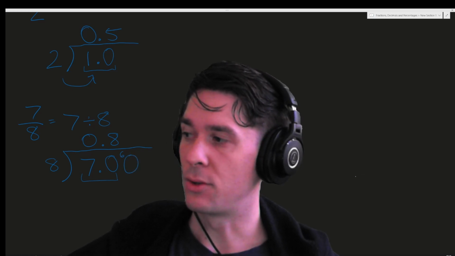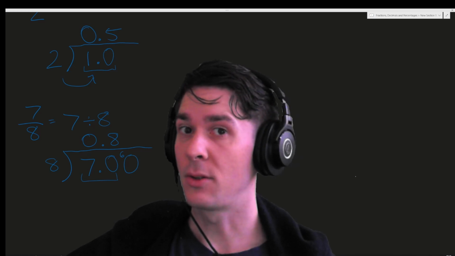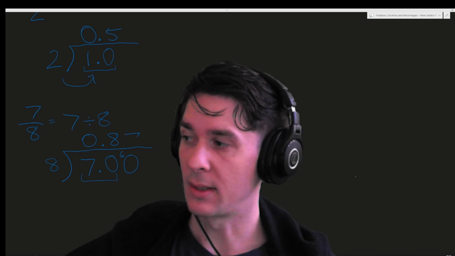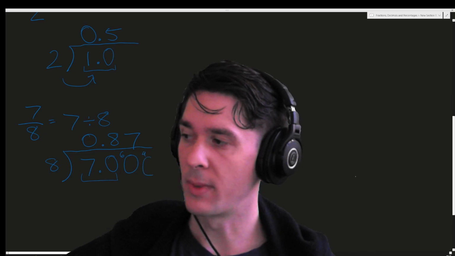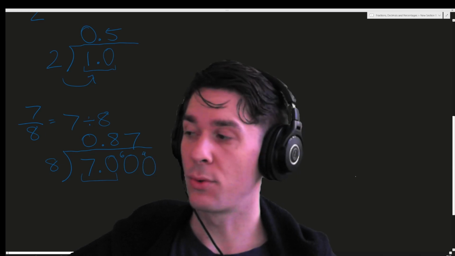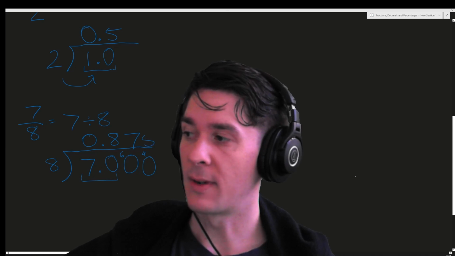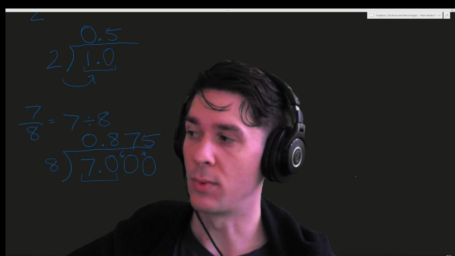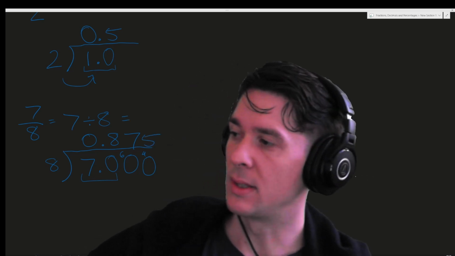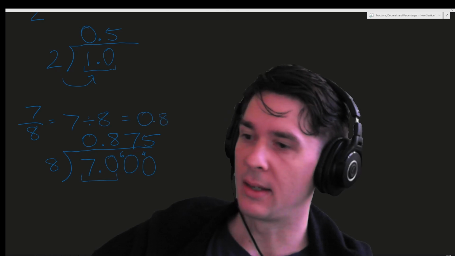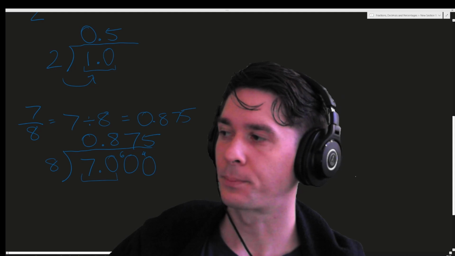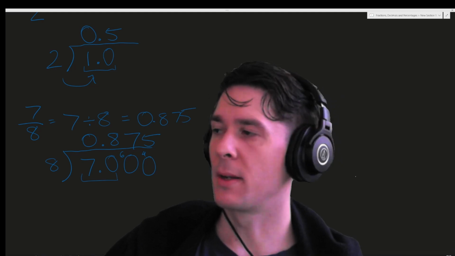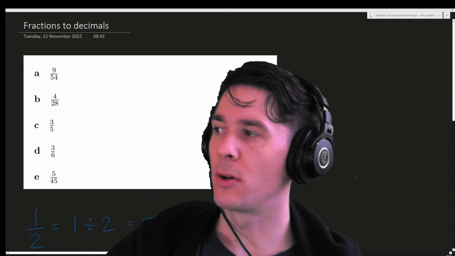Now we do 8 into 60. 8 goes into 60 7 times. It goes into 56, which means there's a remainder of 4. We put our remainder, we put a 0, and now we do 8 into 40. It goes 5 times with no remainder, and we are done. And so the answer is 0.875. That is 7/8.